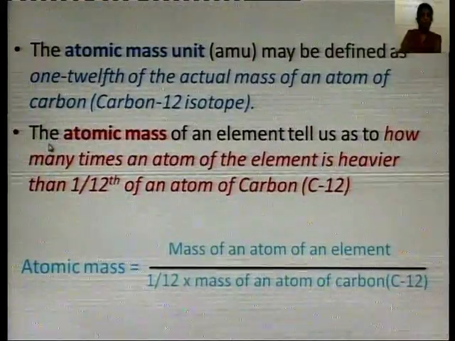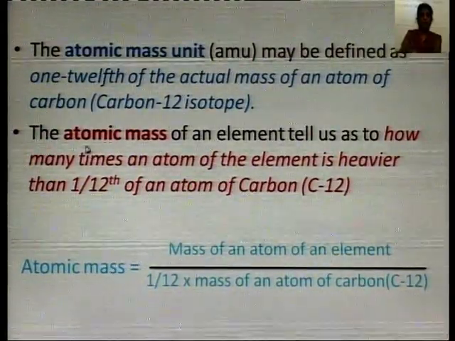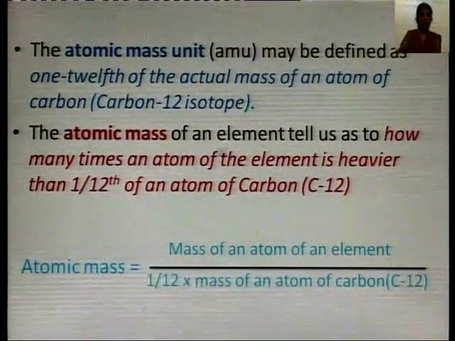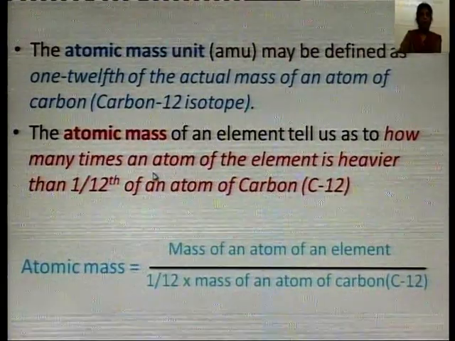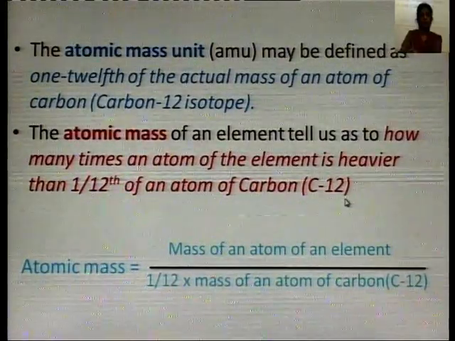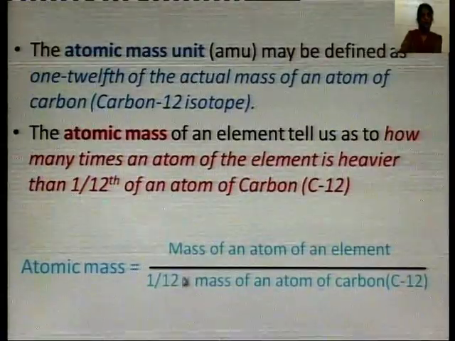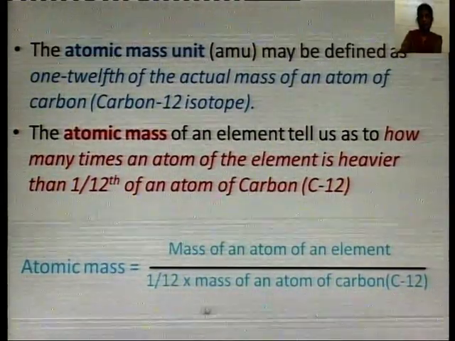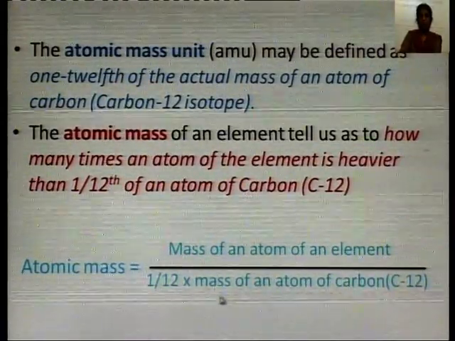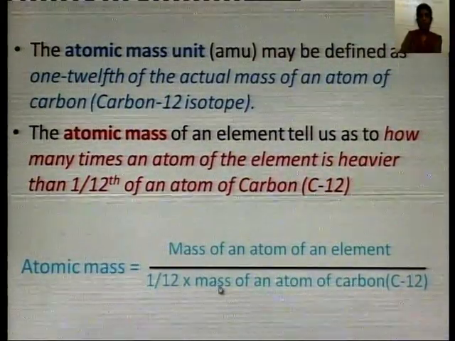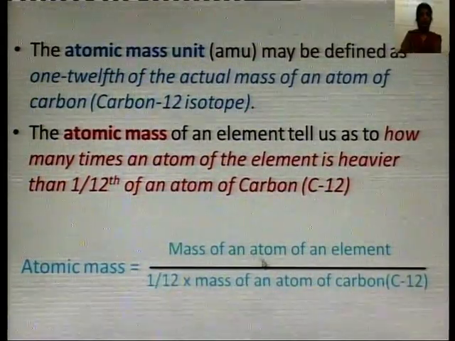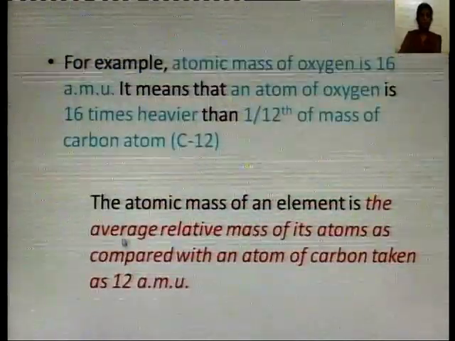So, on the basis of this we can define atomic mass, or we can say atomic mass is a relative atomic mass. It is how many times an atom of the element is heavier than 1/12 of an atom of carbon C12. So, the mass of an atom of an element is divided by 1/12 of the mass of an atom of carbon. In actual, mass of an atom of carbon is 12 and its 1/12 will be 1. So, atomic mass is equal to the mass of an atom of an element.